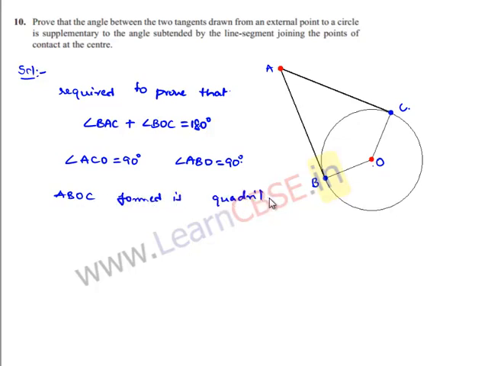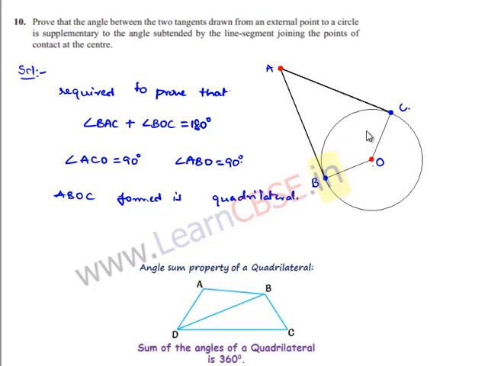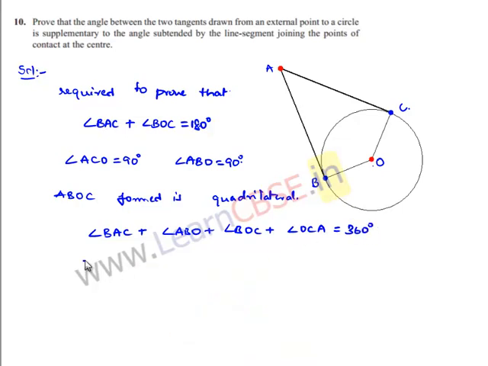We know the sum of angles in a quadrilateral is 360 degrees. So angle BAC plus angle ABO plus angle BOC plus angle OCA is equal to 360 degrees. That implies angle BAC, let it be as it is, plus angle ABO, which is 90 degrees, plus angle BOC, let it be as it is, plus angle OCA, which is also ACO, that is 90 degrees, is equal to 360 degrees.